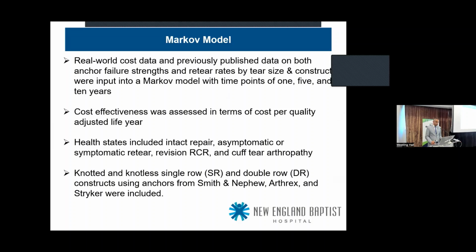The real-world cost data and previously published data on both anchor failure strength and re-tear rates by tear size and constructs were input into a Markov model with time points of 1, 5, and 10 years. Cost effectiveness was assessed in terms of cost per quality adjusted life year, and the health states included intact repair, asymptomatic or symptomatic re-tear, revision repair, and cuff tear arthropathy. All constructs were included: knotted and knotless, single row and double row constructs, using anchors from three major companies, Smith & Nephew, Arthrex, and Stryker.